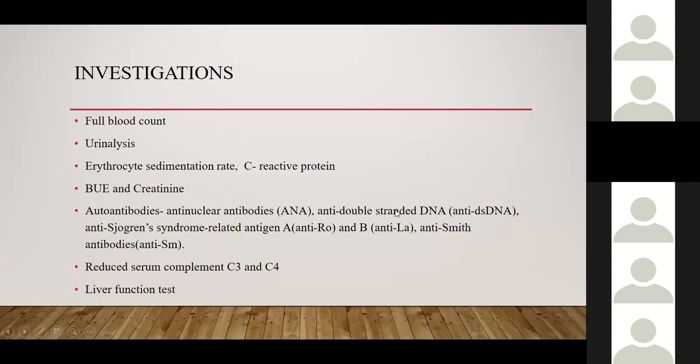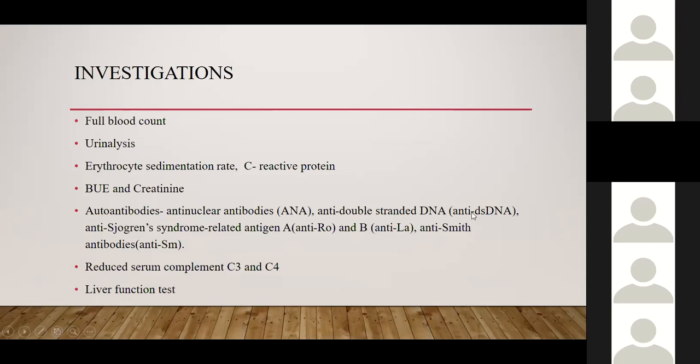And then anti-double-stranded DNA, which is written as anti-dsDNA. There are also other autoantibodies you can look out for, anti-Sjogren's syndrome-related antigen and anti-Smith antibodies. These two are sometimes present in patients with SLE, not always, but your autoantibodies most of the time would help you make a diagnosis of SLE, and your anti-double-stranded DNA. So whenever you are thinking SLE, for your initial investigations, you have to do ANA and anti-double-stranded DNA.